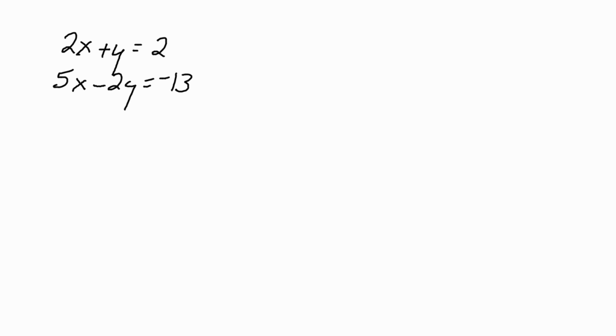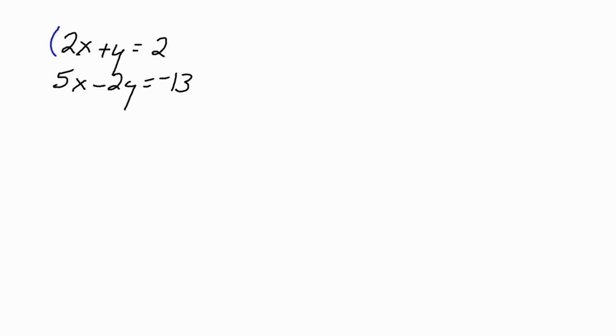What we're looking for is the same number but different signs. The smallest number that 2 and 5 go into evenly is 10. So one option is to have a positive 10 and a negative 10. For my y's, the smallest number that 1 and 2 go into evenly is 2. So I need a 2y and a negative 2y. It's going to be a little easier to get the y's to be the same number.